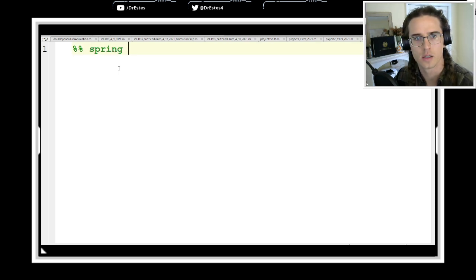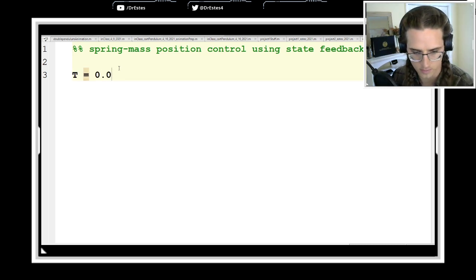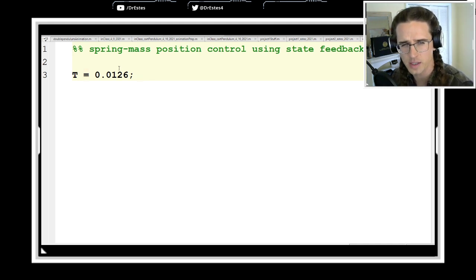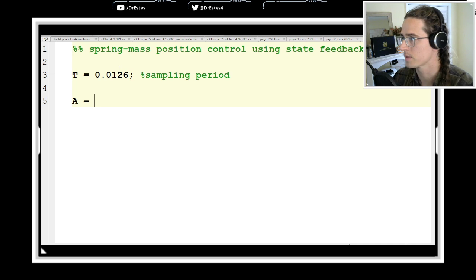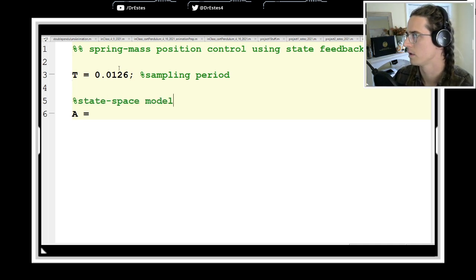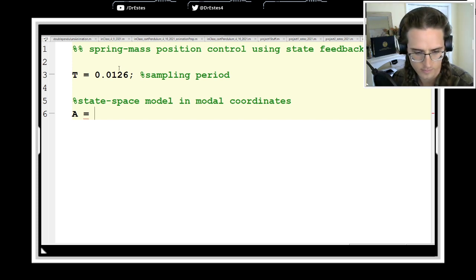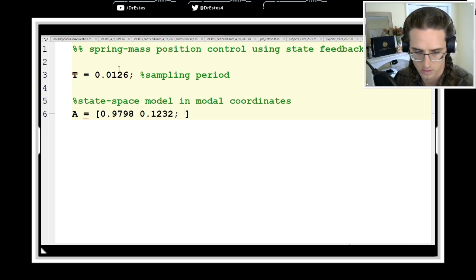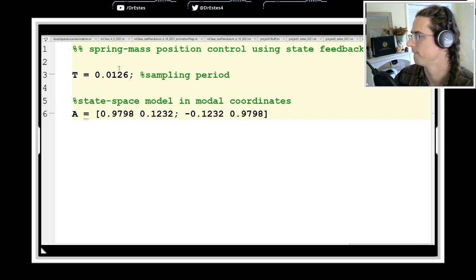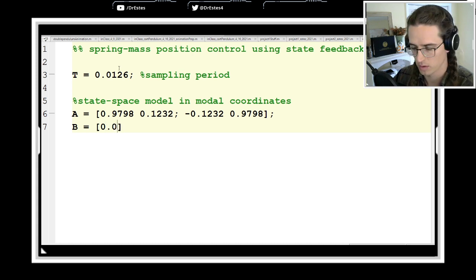Okay, so this is a spring mass position control using state feedback. So I'm just gonna define a bunch of stuff. This was our sampling period. I don't know why I defined it as this kind of random number. I probably had a good reason at the time, but I can't remember what that was. And then I'm gonna use that second state space model that was in the modal coordinate system. So I'm just rewriting that matrix. Let's get B.